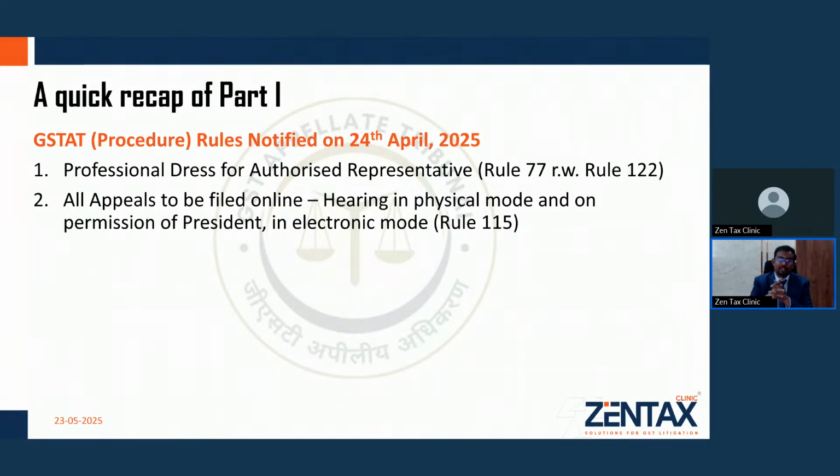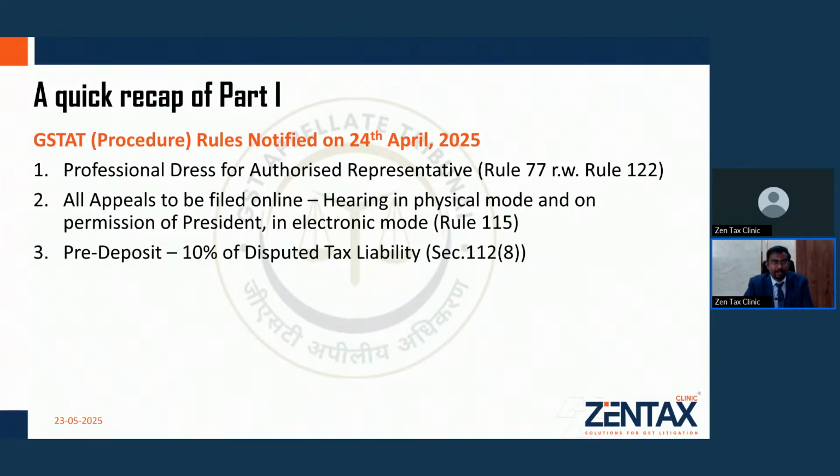That is what Rule 115 discussed, and that is something which we already discussed in the previous session. Pre-deposit for filing an appeal before the GST Appellate Tribunal, contained in Section 112 of the CGST Act, very clearly provides 100% of the admitted liability plus 10% of the disputed liability.